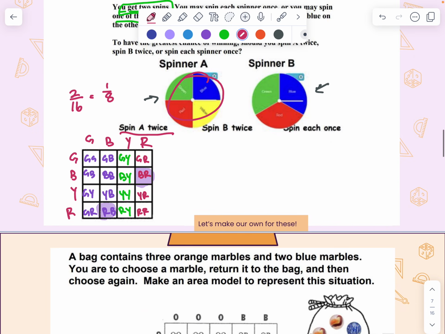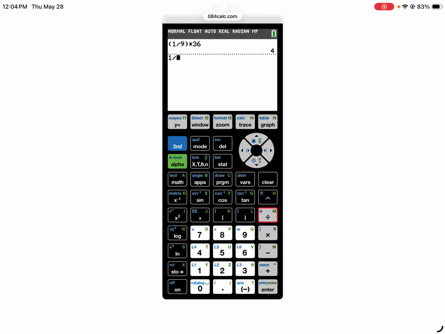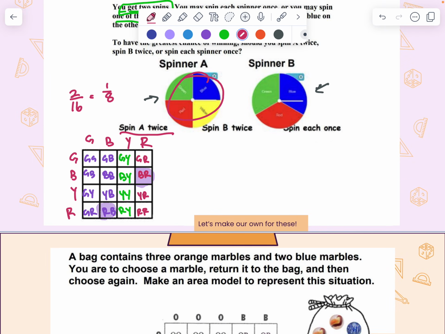Definitely, it would definitely be better. That lower denominator is going to have a higher outcome. 1/9 as a decimal, 0.1. 1/8 as a decimal, 0.125. So your odds have increased ever so slightly.